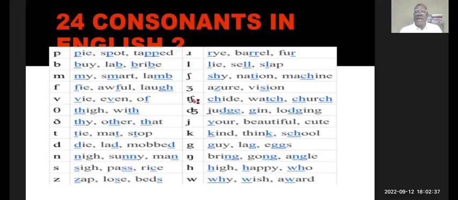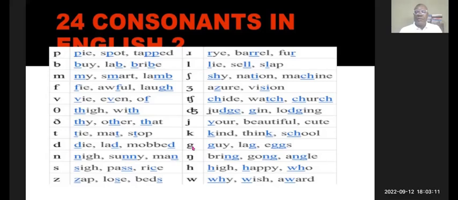Then we have ch: child, watch, church. J, as in judge, gene, lodging. Y, as in year, beautiful, cute. K, as in kind, think, and school.